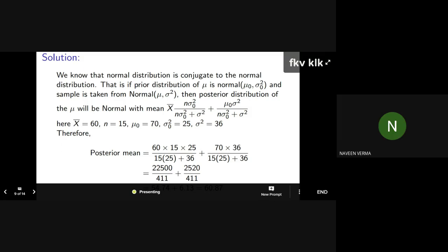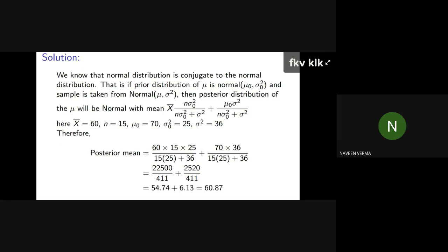Actually, ma'am, in the lecture when sir explained this, I was not clear how this formula came up. I noted it down, but didn't try to derive where these sigma naught square and sigma square came from. The process is the same: you take the likelihood and the prior, and proceed in the same way. You find the posterior, and you will see that it comes out in the form of a normal distribution.